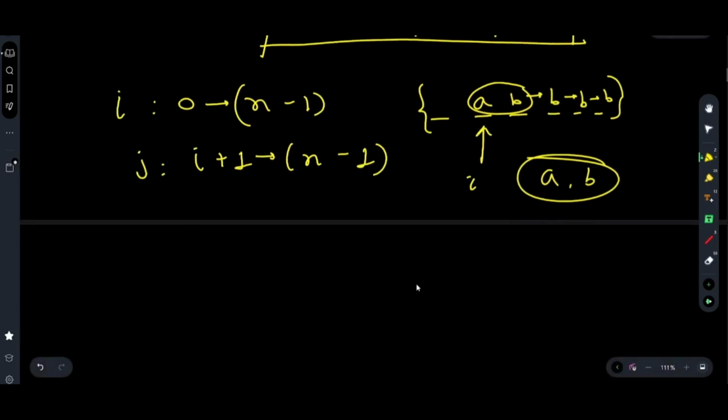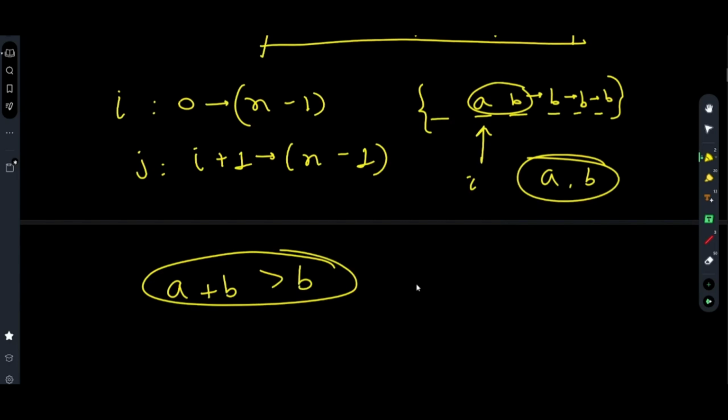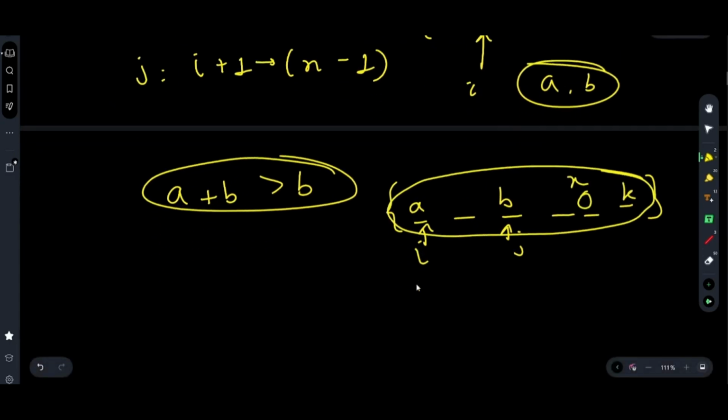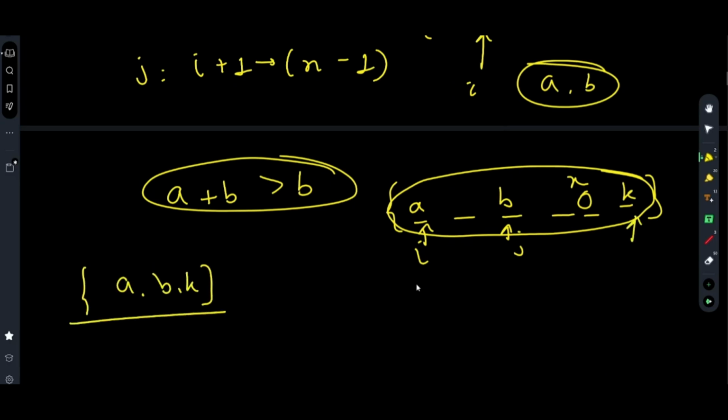Now you see for a fact that a plus b will always be greater than b. So you can understand this. If it is a, let's say i, and if it is b, let's say j, then a plus b, which is X, must be somewhere around here, and this particular K is something which is greater than a plus b. So you can understand that this a, b, K can form a very valid triangle. Now how to get, this is the logic.